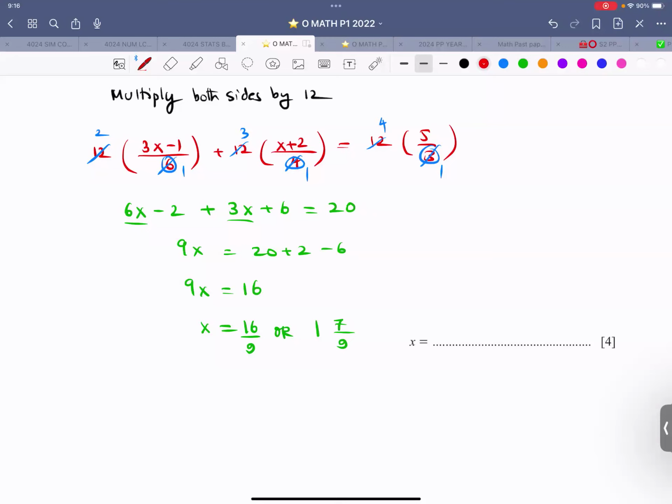No harm in double checking. 9 into 1 is 9. 9 plus 7 is 16. So let me write this thing as a mixed number, 1 whole 7 over 9.